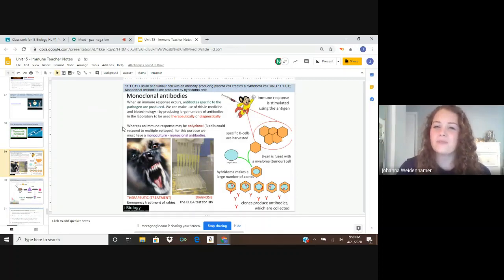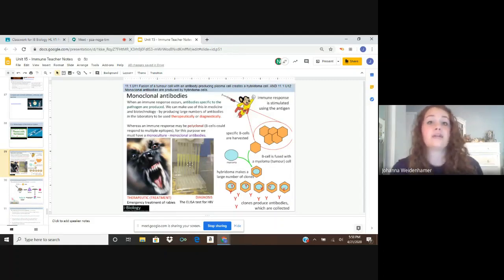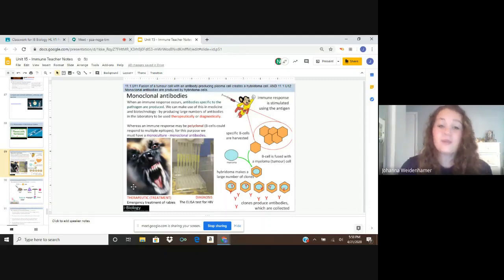Whereas an immune response may be polyclonal, so sometimes B cells could respond to multiple epitopes or multiple antigens, we also need monoclonal antibodies, in which the antibodies will be very specific to a specific pathogen. Here are some examples of monoclonal antibodies that have been used in treatment and to help with diagnosing different diseases. Therapeutically, an example would be emergency treatment of rabies, and for diagnosis, an example would be the ELISA test for HIV.